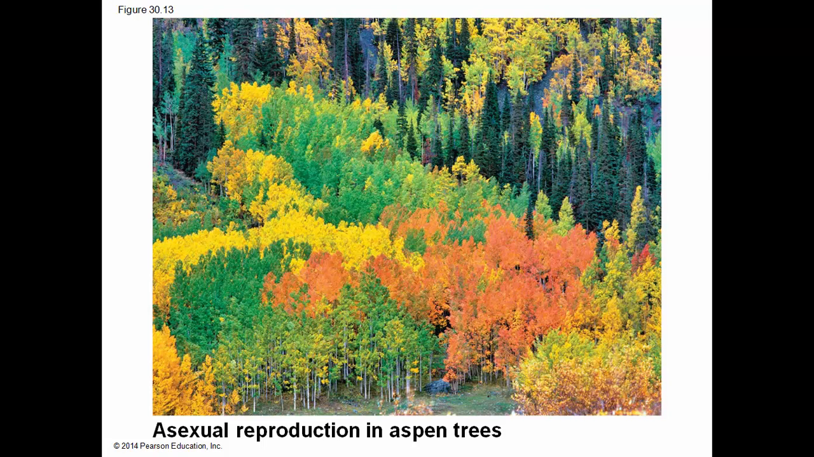Okay, so here's asexual reproduction in aspen trees. Aspen trees are well known to reproduce through adventitious roots. The aspen tree will shoot roots. It'll grow a whole new tree off of the end of its roots. So all these aspen trees here are really only one tree.